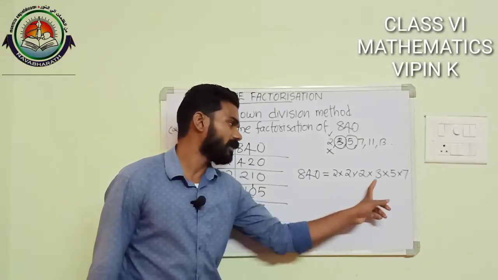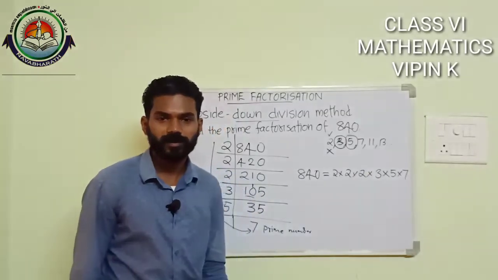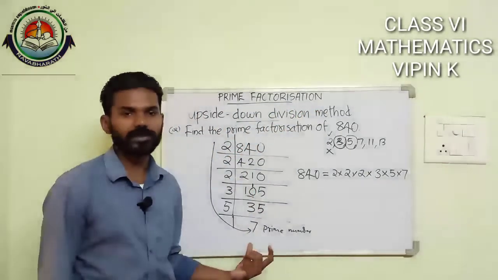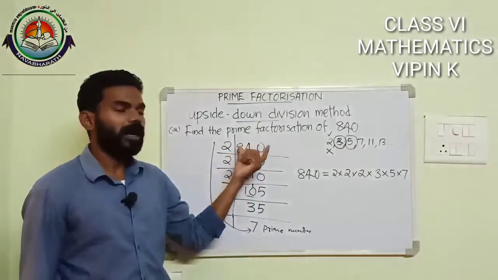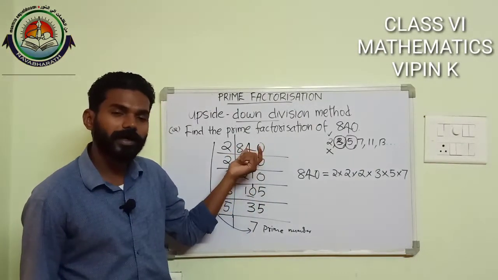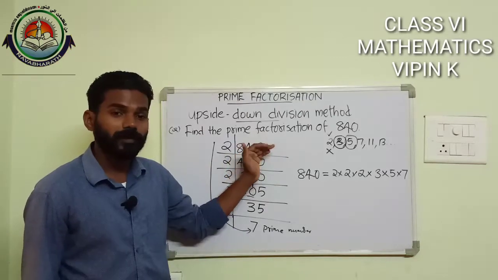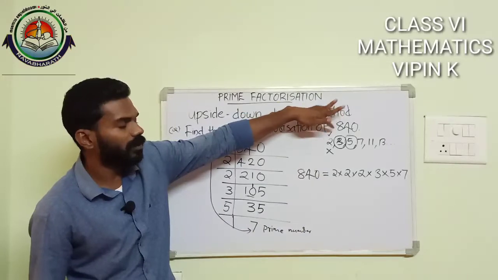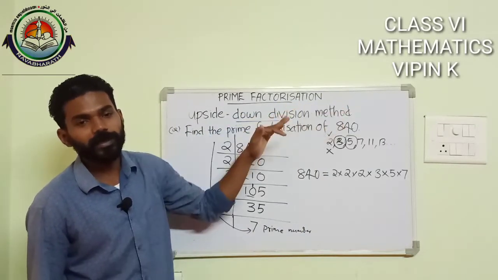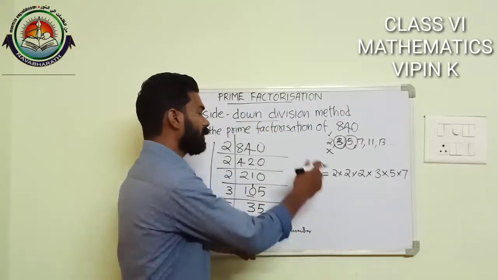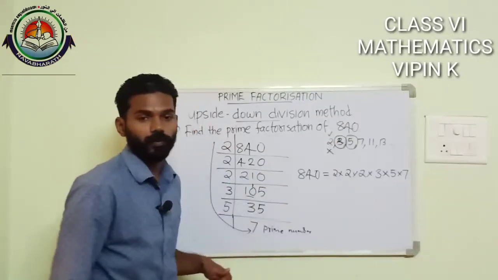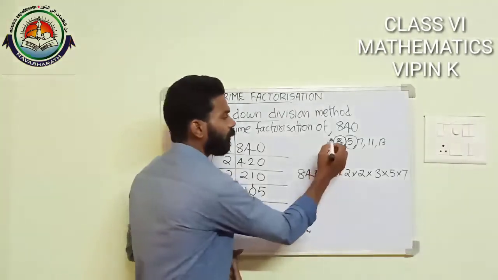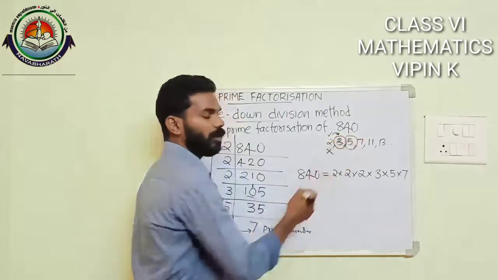Where did we get these many prime factors? By doing the upside down division method, in which we need to consider our number and we are going to divide our number with prime numbers, and we start with the smallest prime and we do whatever times it can be divisible by 2, and after that we check for whether it is divisible by 3 or not.